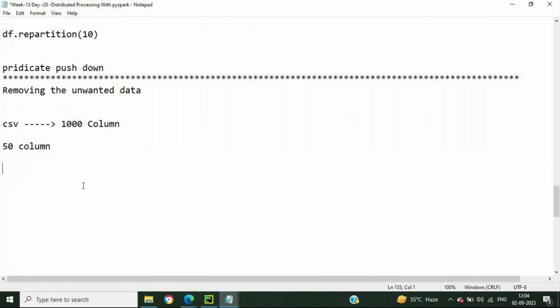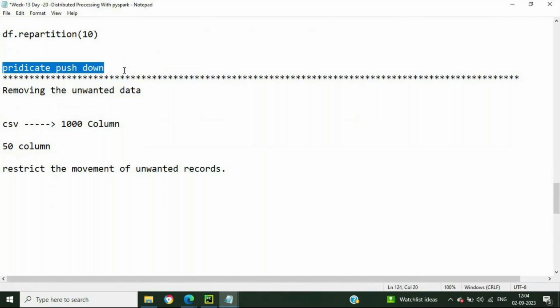So that is nothing but restricting the movement of unwanted records. That is a better thing which is given by AQE. Another aspect is shuffle file consolidation.